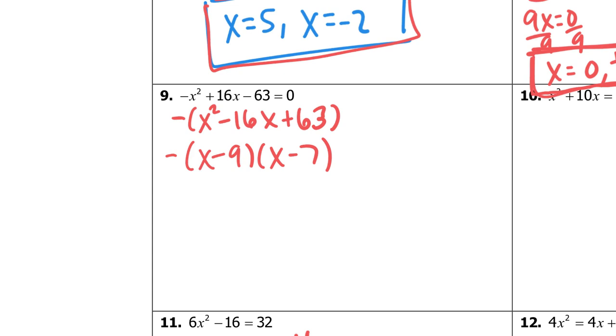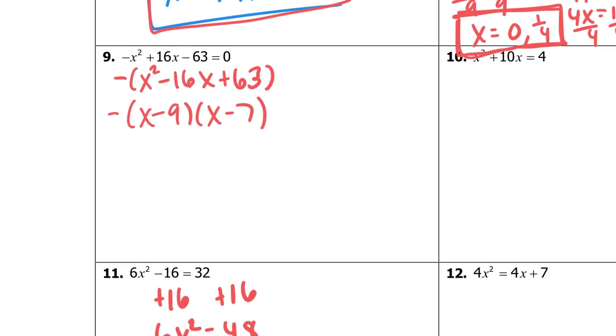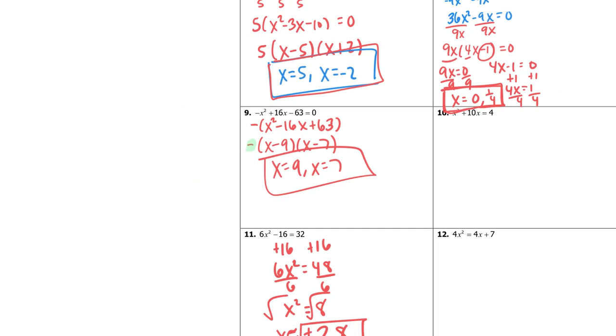If factoring is hard for you and you have the choice, don't do factoring. Do the quadratic formula. Factoring is faster if you know how to do it, but if you don't know how to do it and you have the option, then do the other thing. Do the quadratic formula. So let's see, the zeros of this, remember this negative in front does not impact the zeros. So the zeros are positive 9 and then positive 7, the opposites of those.